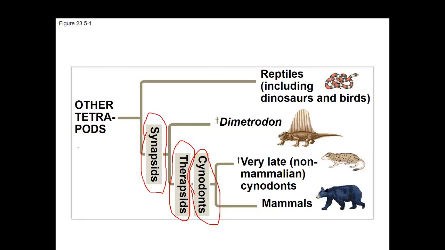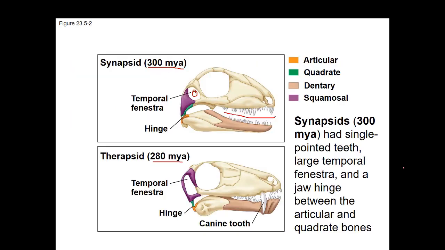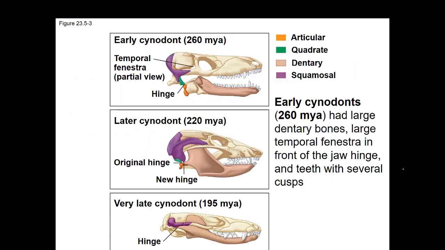Then let's go back up. Look at this one. There's the cynodonts. Then you start looking at cynodonts. So early cynodonts had really large dentary bones. They had large temporal fenestra in front of a hinged jaw and teeth with several cusps. So they're starting to get kind of like molars back here for chewing a little bit better.